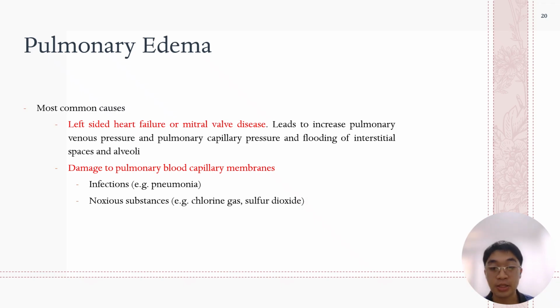Okay, so these porous membranes will increase their porosity when there are infections. Most commonly, if you have pneumonia and even noxious substances such as chlorine gas and sulfur dioxide. Especially in the elderly who might have pneumonia, you might have heard this in the news. Even if you have pneumonia, there might be fluid in the lungs, especially if the pneumonia is severe. This is because of the damage to the blood capillary membranes.